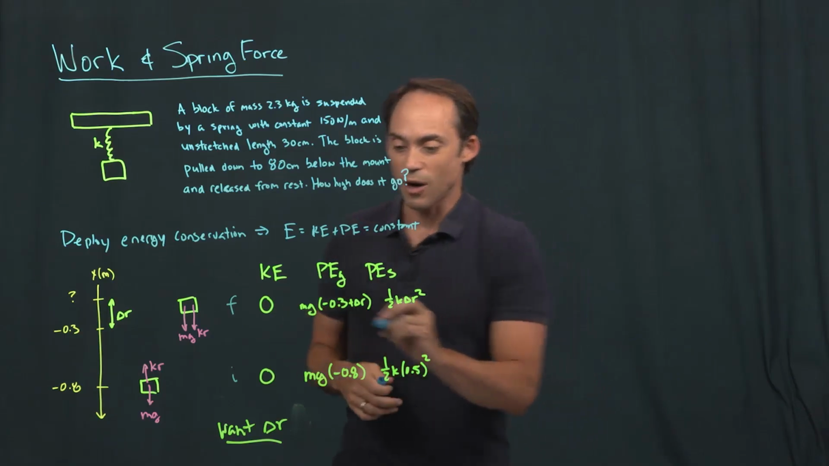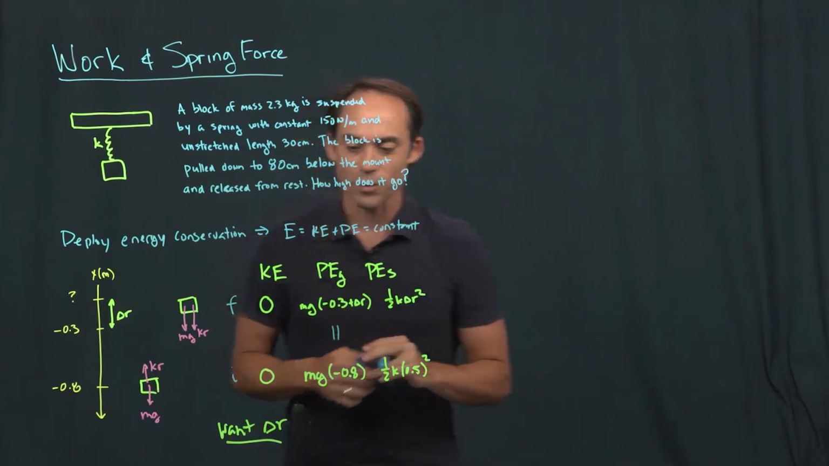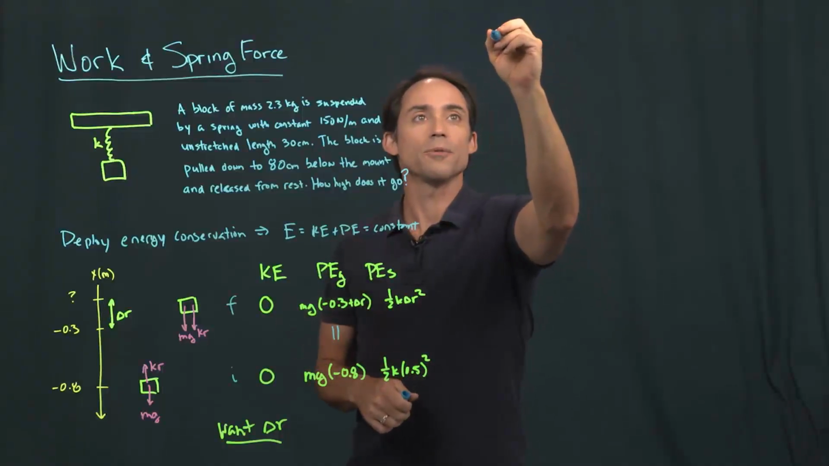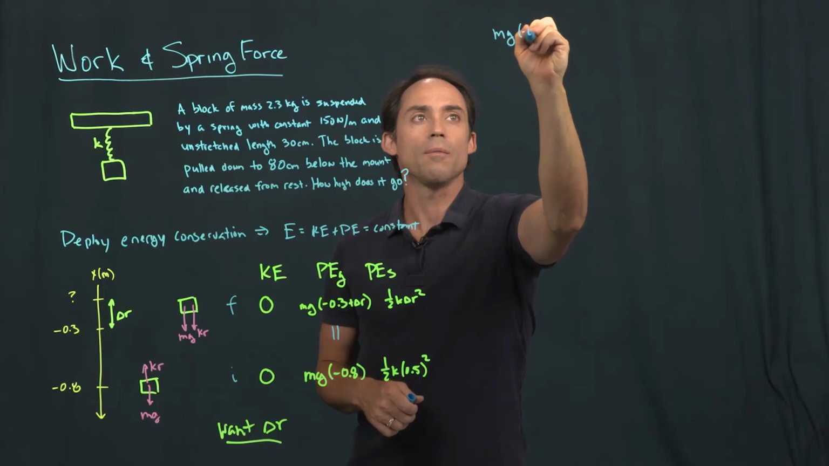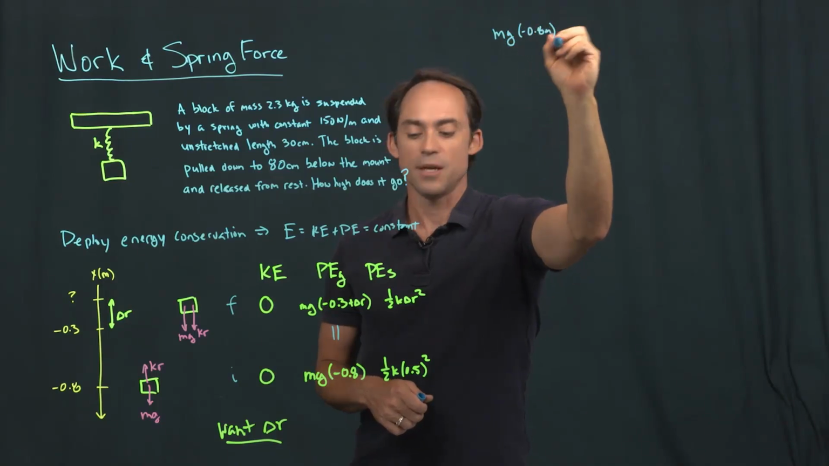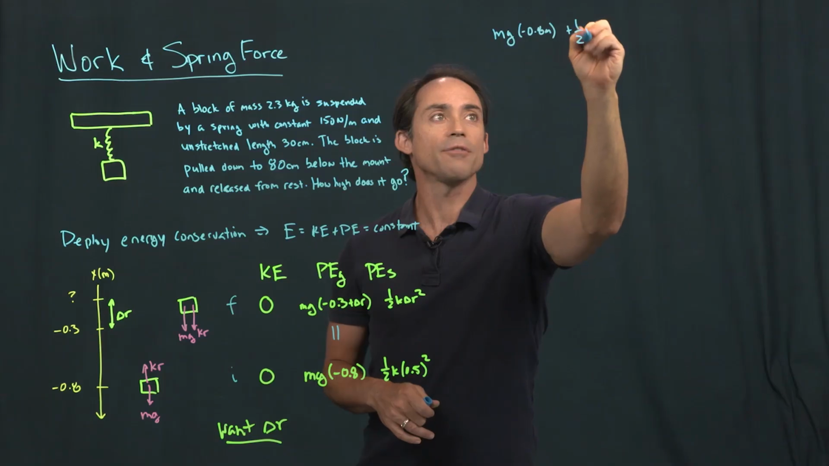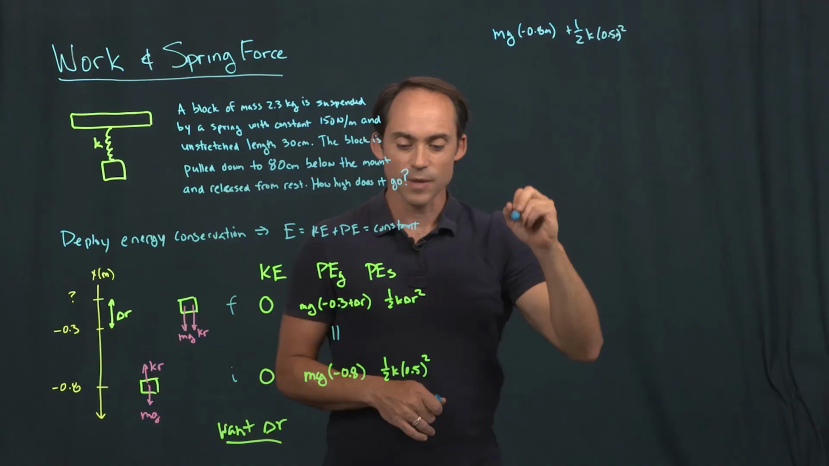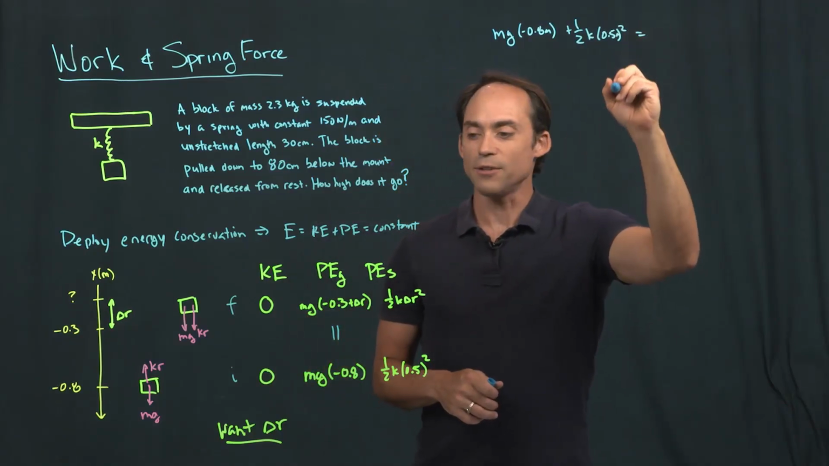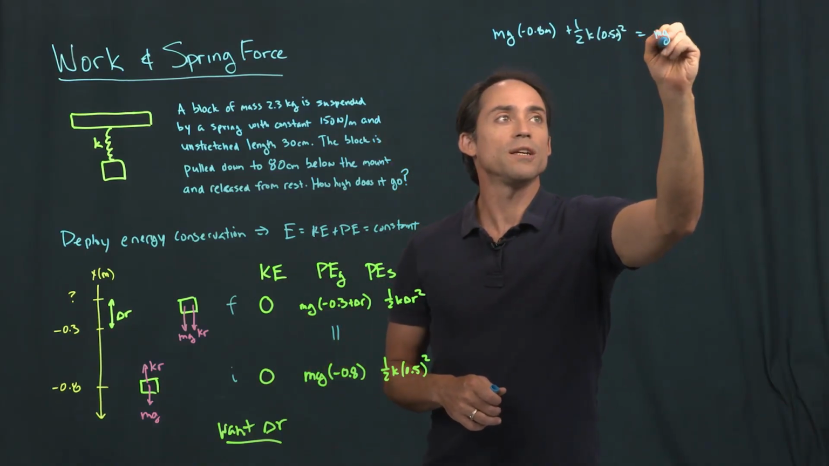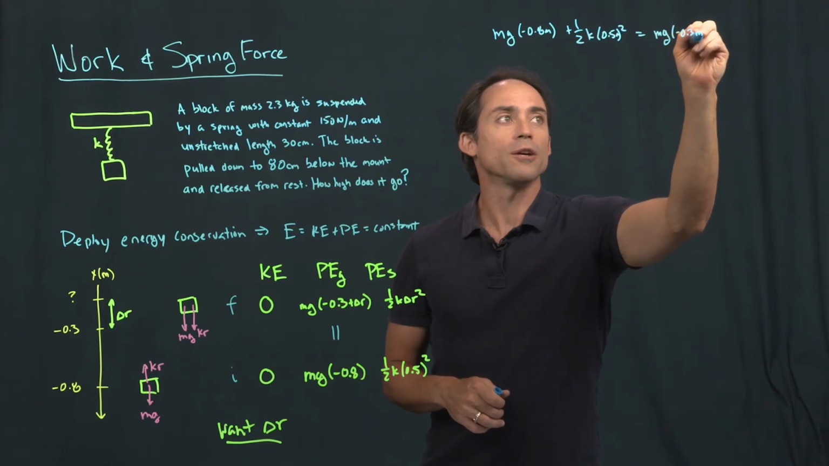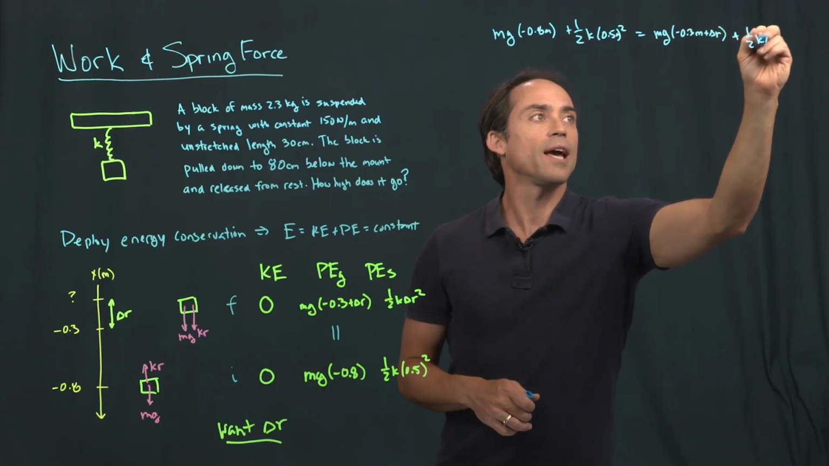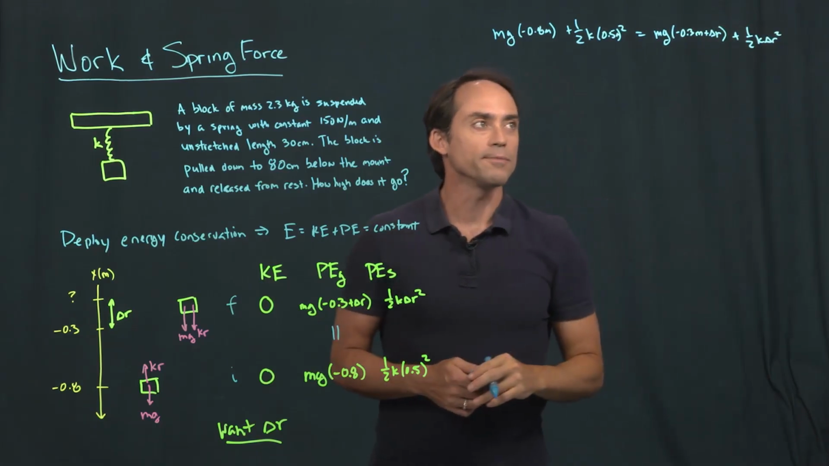All right, and these two are, of course, equal to each other, the sum totals of these. So let's just start by equating these two things together. I'm going to write the initial side, mg times minus 0.8 meters, plus 1/2 k times 0.5 meters squared. And that's going to equal the final state, which is mg times minus 0.3 meters plus delta r, and then plus 1/2 k times delta r squared.